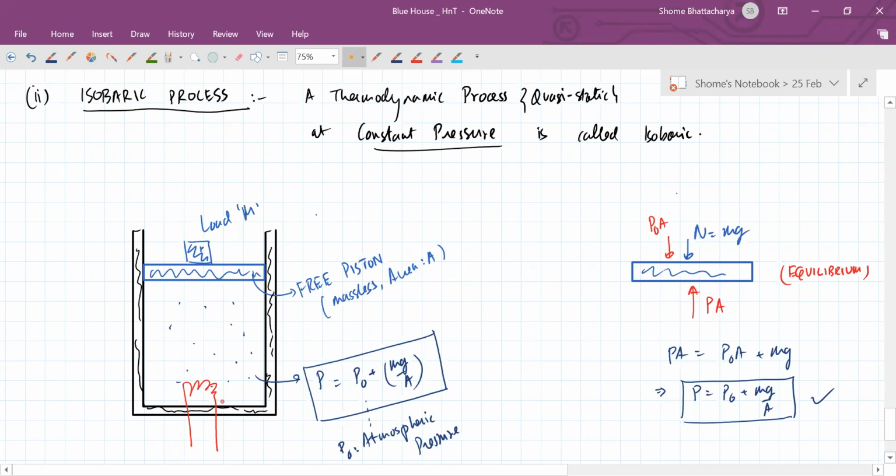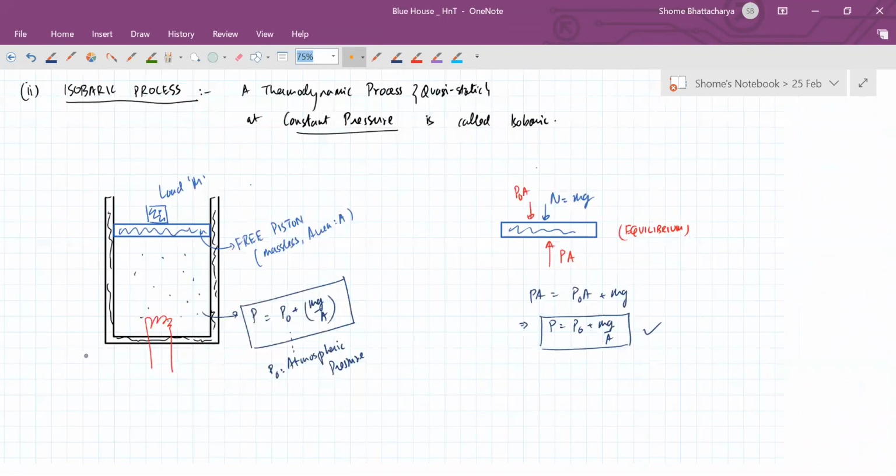So supplying or withdrawing heat slowly through this heating element will result in the volume of gas, or the position of the piston, self-adjusting such that the equilibrium of the piston always remains intact. That is, the pressure of the gas always remains P naught plus mg by A. So that is how we practically achieve a slow or quasi-static isobaric process.